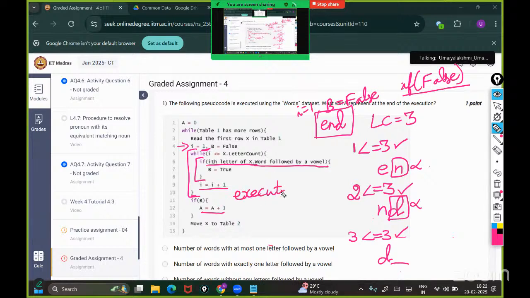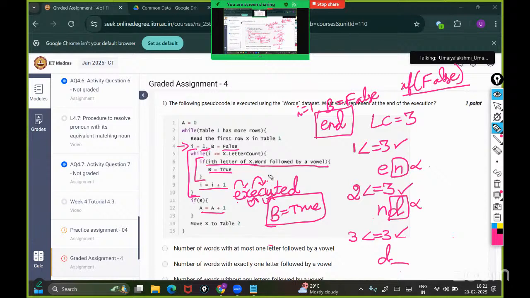So what will happen in this case? For E first, i is initialized to 1, B becomes false. Then it will check whether E is followed by a vowel. No. Then whether X is followed by a vowel? Yes. If yes, what are we doing? We are toggling B to true. Then i is incremented, it becomes 3. Whether E is followed by a vowel, no. Whether C is followed by a vowel, yes. Are we changing B? No, because we have already toggled it to true. No need to toggle it again.